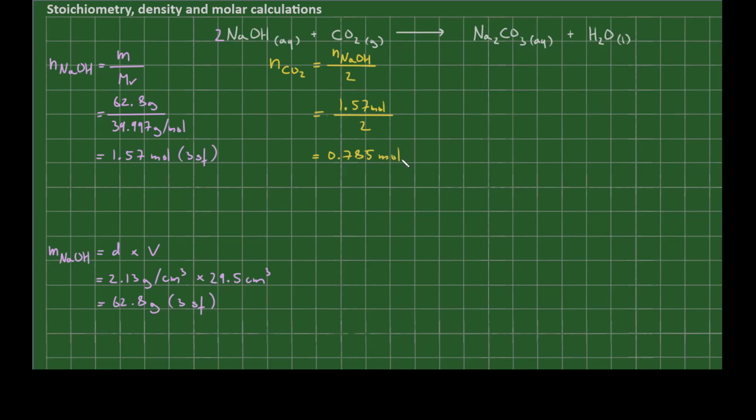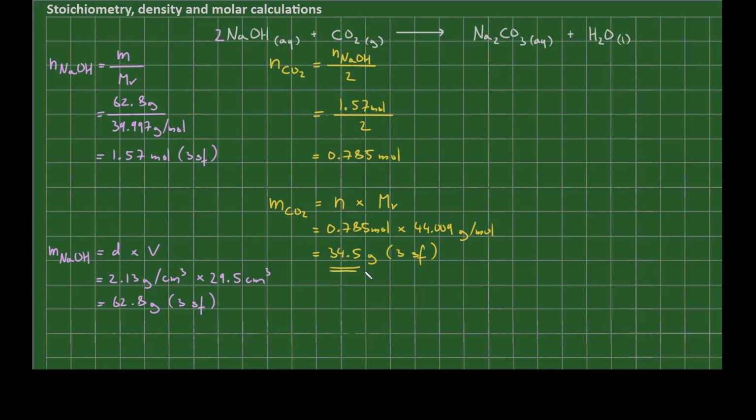Using the moles of carbon dioxide and the molar mass of carbon dioxide, I can calculate the mass of carbon dioxide. And when I substitute in the values, I end up with 34.5 grams of carbon dioxide when rounded to 3 significant figures. We have successfully answered the first problem. The reaction will require 34.5 grams of carbon dioxide.